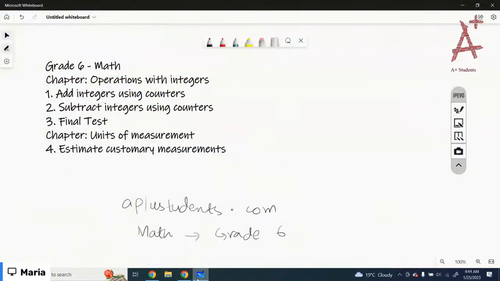So here is the list of the lessons we covered today. We're working on grade 6 maths. The chapter we're working on is operations with integers, and the lessons we covered today are add integers using counters and subtract integers using counters, and then we'll take the final test of each chapter. Got it? Then we have started the new chapter, that is units of measurement, and the lesson we have covered is estimate customary measurements. So if you have any question you can ask, I'm here to answer all your questions.